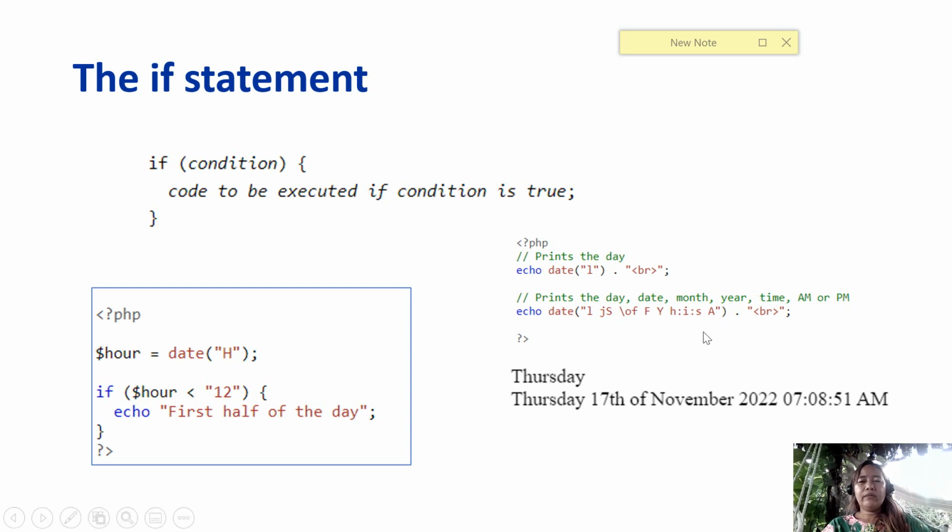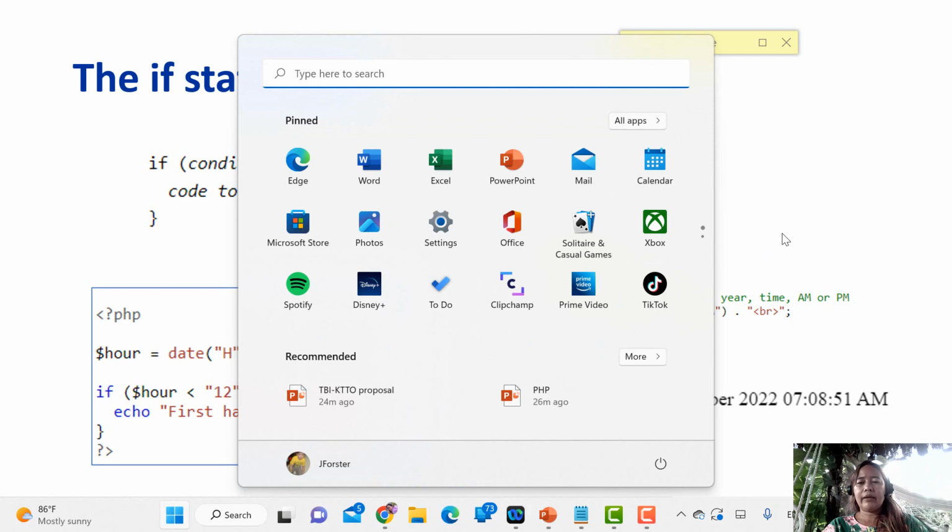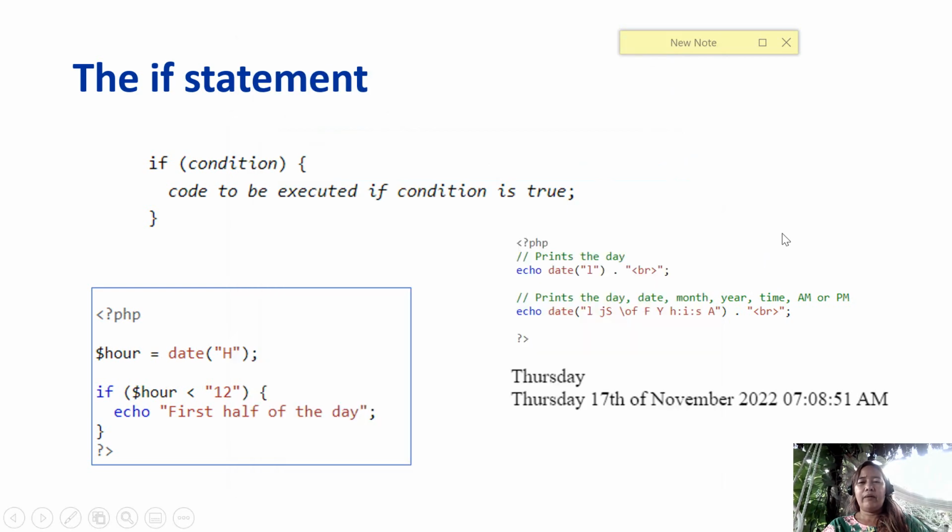So try to display this or run this on your computers right now, and expect that it will display the date today, which is December 4, and then the time. Now, what time is it? It's basically like 9:55 a.m.